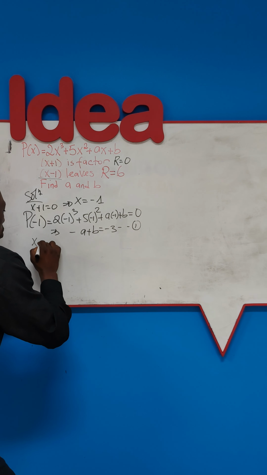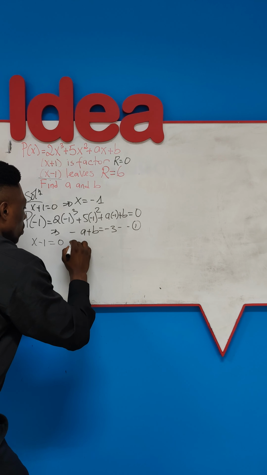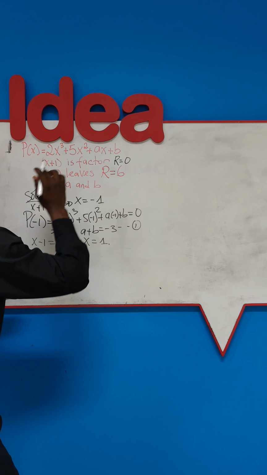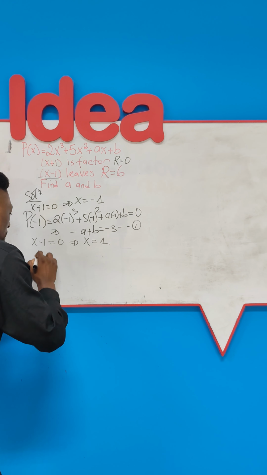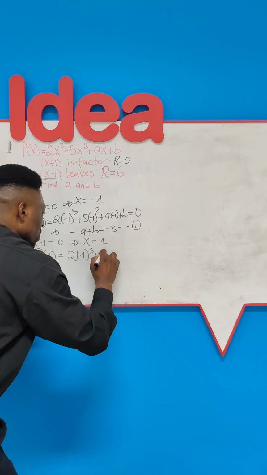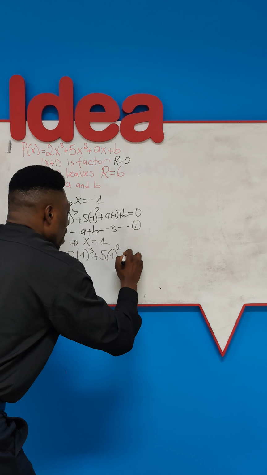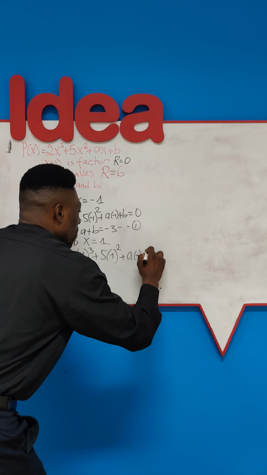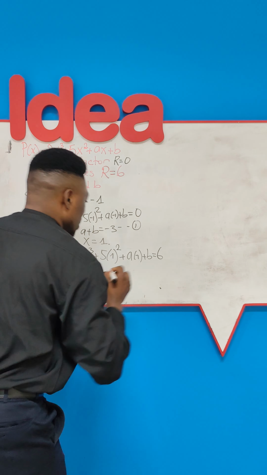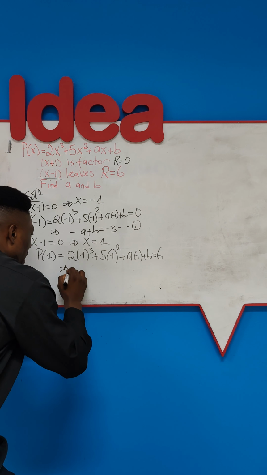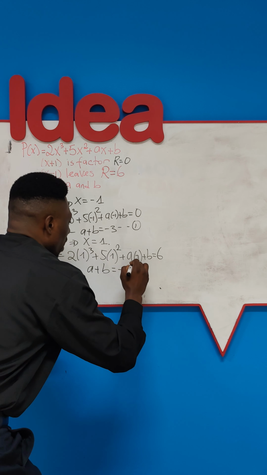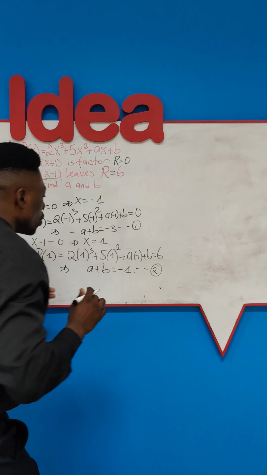Okay, so we start by equating x minus 1 equal to 0, and make x the subject, which will be this. Substituting this into the polynomial means p of 1 will be equal to 2 into 1 all cubed plus 5 into 1 all squared plus a into 1 and then plus b. It is no longer equal to 0, but now equals 6. If you further simplify it too, you will have a plus b, which will be equal to -1, and we can call this equation 2.